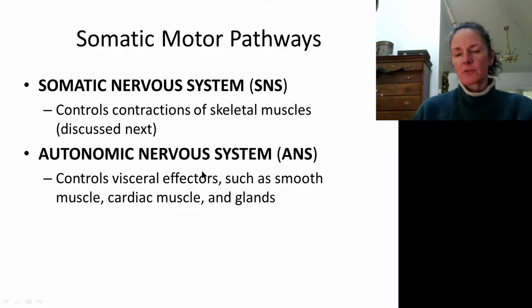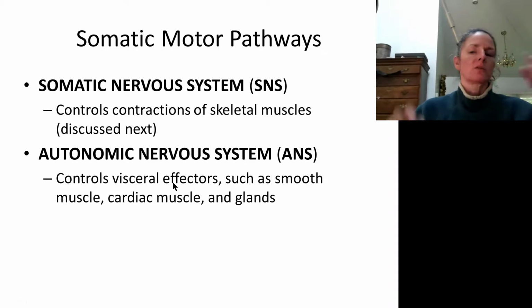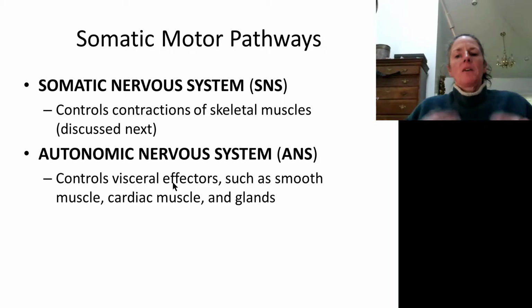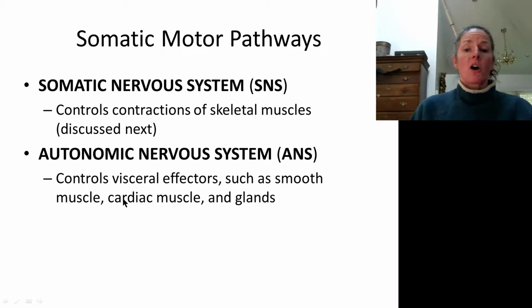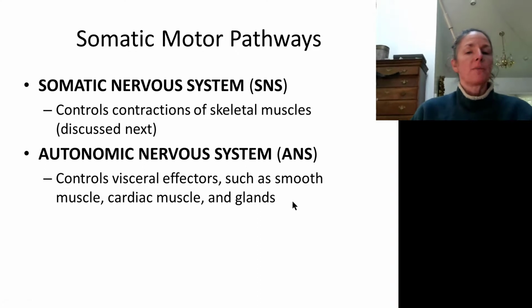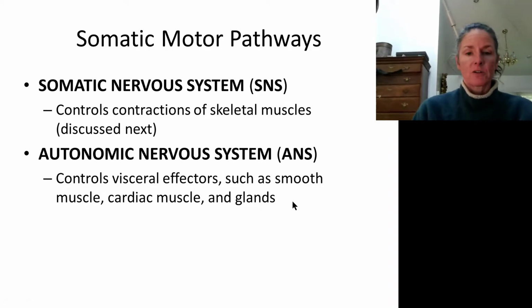And then, of course, that is different from our autonomic nervous system, which, as we know, is going to control the visceral effectors. And here we're talking about smooth muscle that you find in skin, in blood vessels, in the digestive tract, lining just about any hollow organ. You've got smooth muscles, cardiac muscle, glands such as sweat glands, digestive glands. These are going to be under the control of the autonomic nervous system, and also adipose tissue. They didn't put that on the slide, but adipose tissue is under the control of the autonomic nervous system. As we know, the sympathetic nervous system will cause the adipocytes to release their triglycerides for energy.